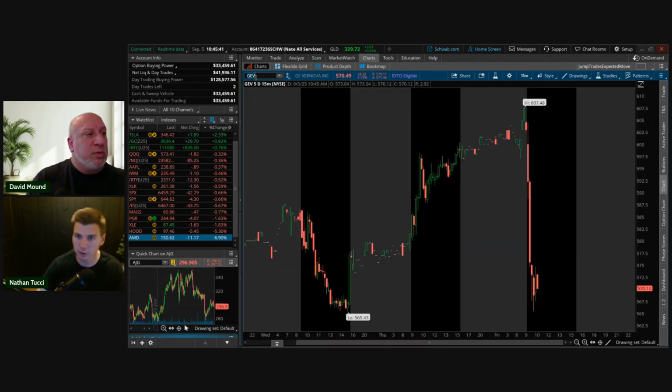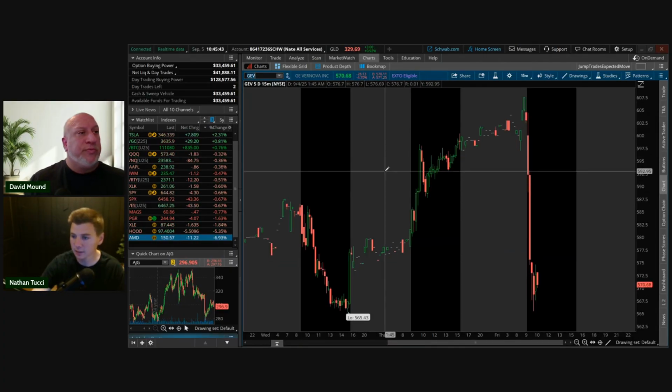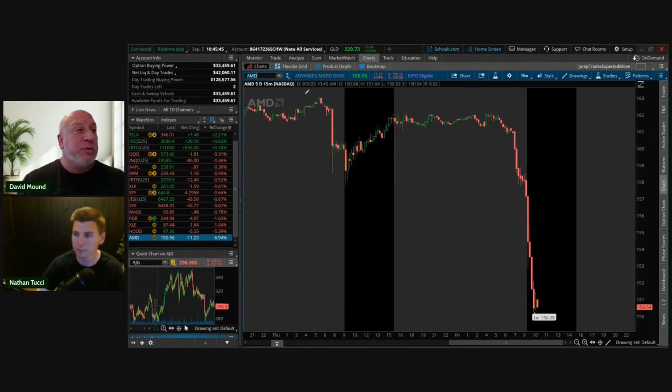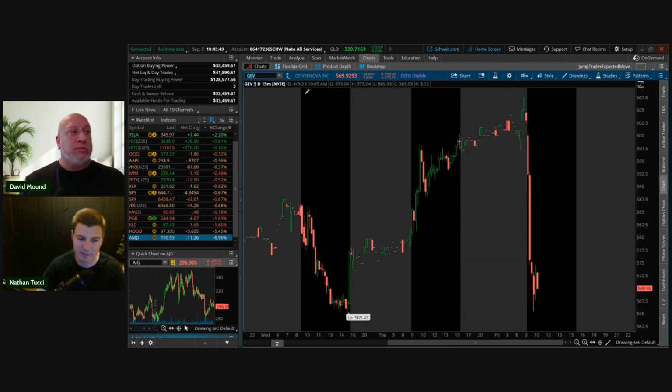GEV chart someone asked for, and it is ugly. Not as ugly as AMD though. Check out AMD. Oh my goodness, is that an ugly chart? But GEV is down about 5%. I don't think we're going to be hitting our target on GEV, if I had to go out on a limb here.